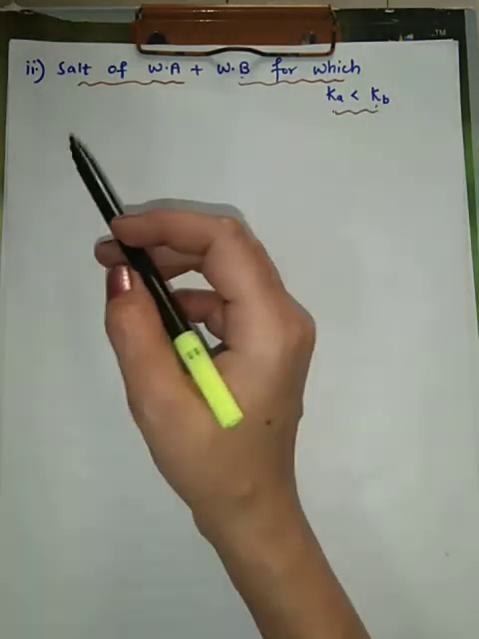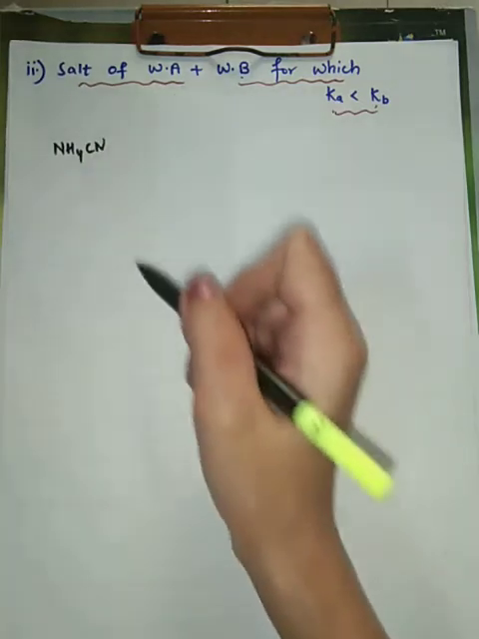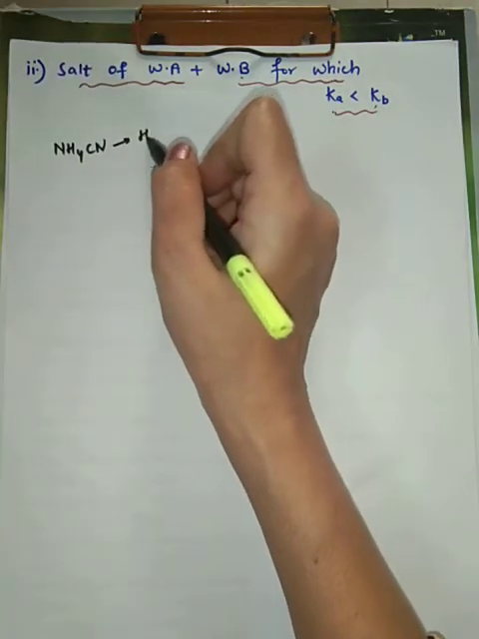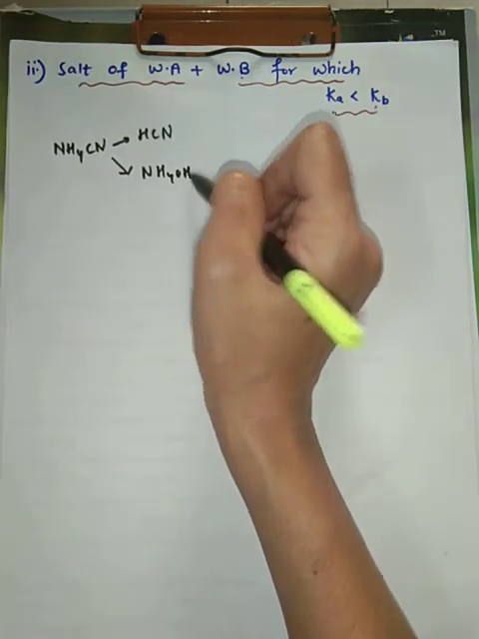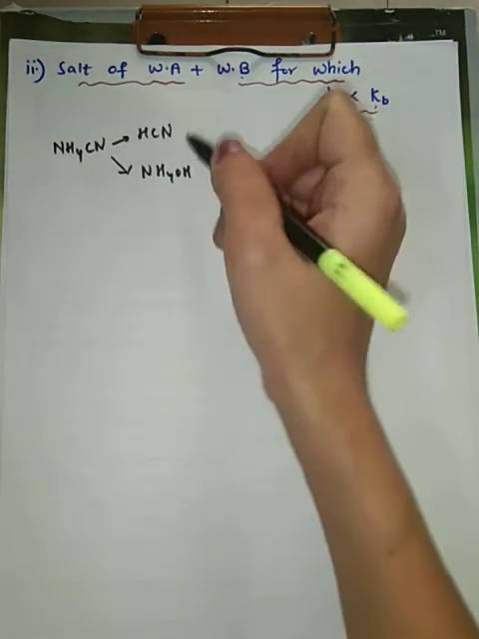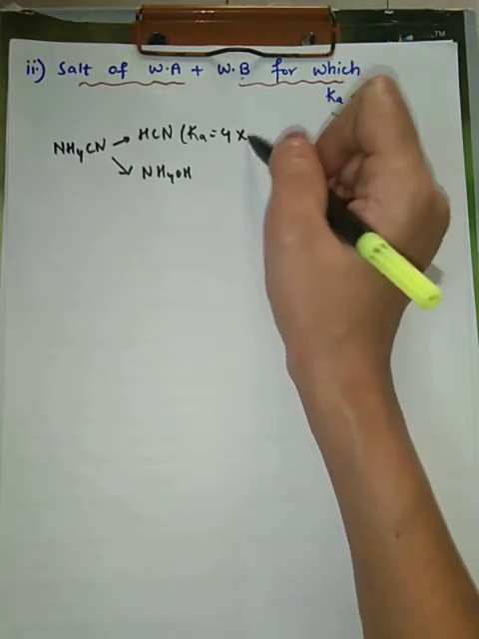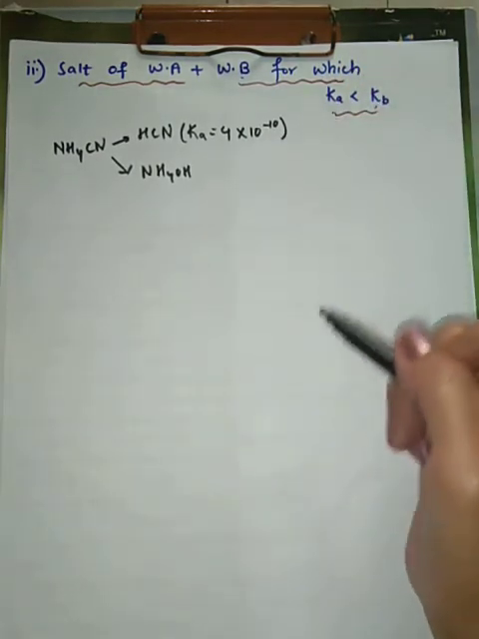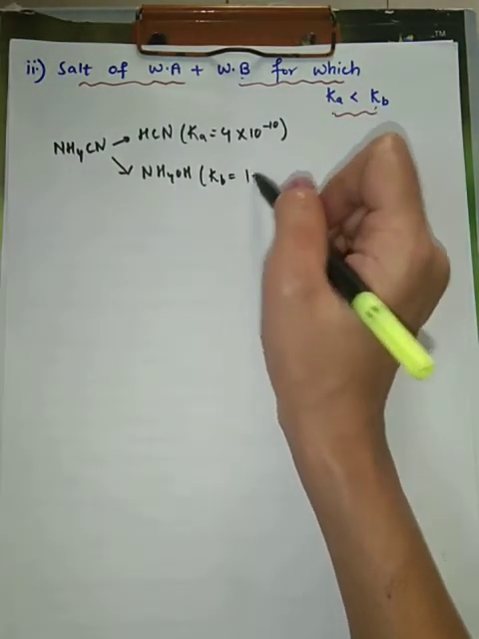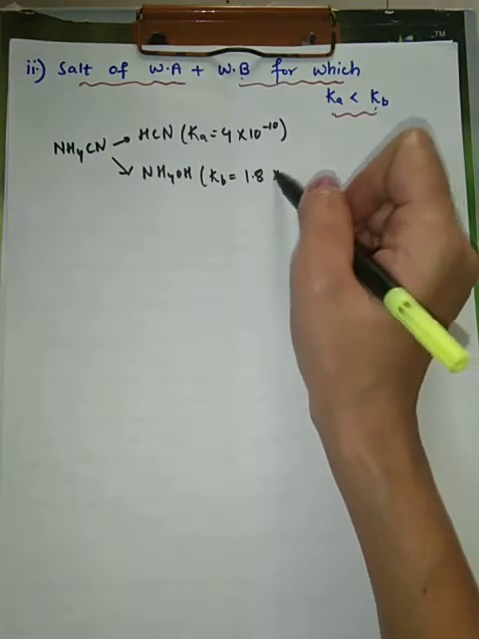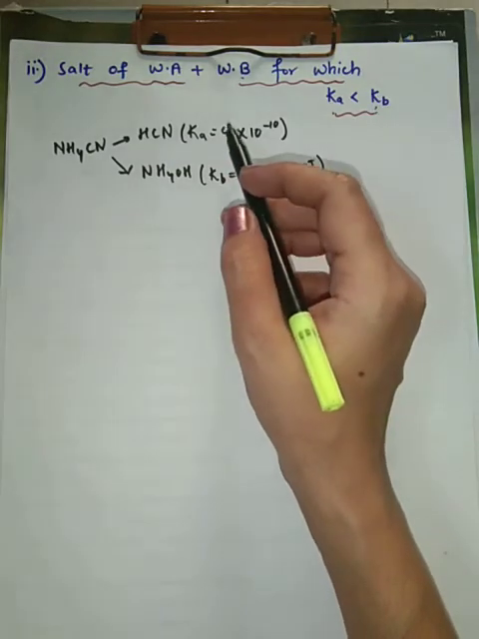An example of such a salt is ammonium cyanide, NH4CN. It is made up of weak acid HCN and weak base NH4OH. The weak acid hydrogen cyanide has its acid dissociation constant value as 4 into 10 raised to minus 10, and the weak base ammonium hydroxide has Kb as 1.8 into 10 raised to minus 5. It's very clear that Kb is more than Ka.